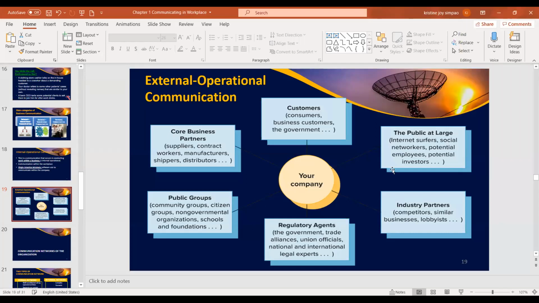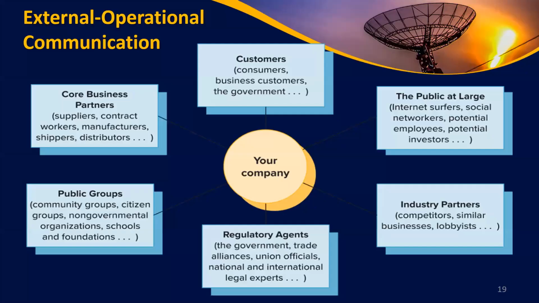So for external operations, you are talking to your customers, to the public at large, the social networkers, the competitors, businessmen, lobbyists. You are talking to agents, like the people who work in government, to public groups, the non-government organizations, the schools, the foundations, and you are talking to the core business partners. Our core business partners are suppliers, contract workers, manufacturers, shippers, and so on.